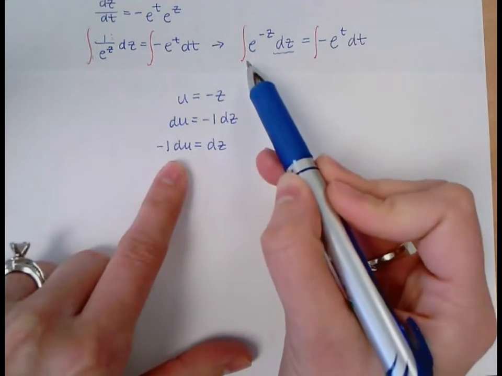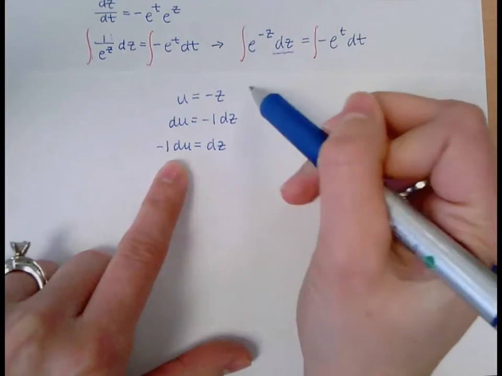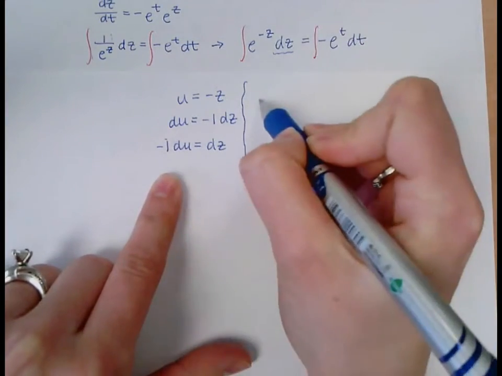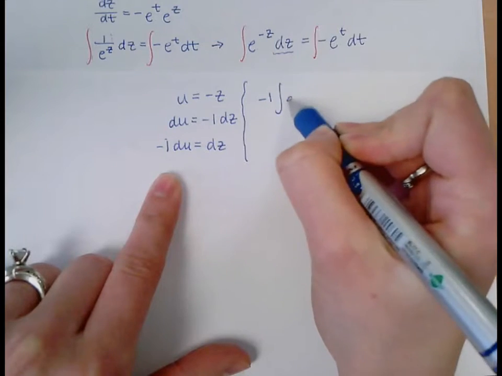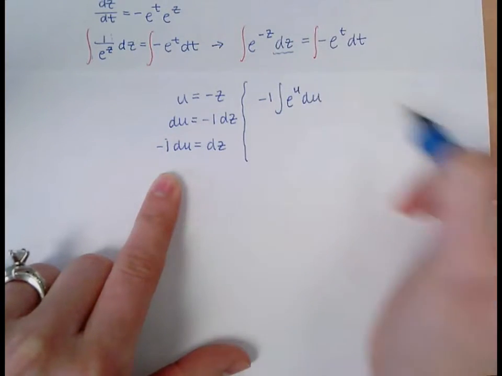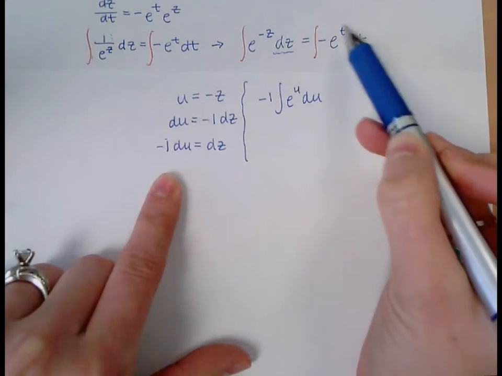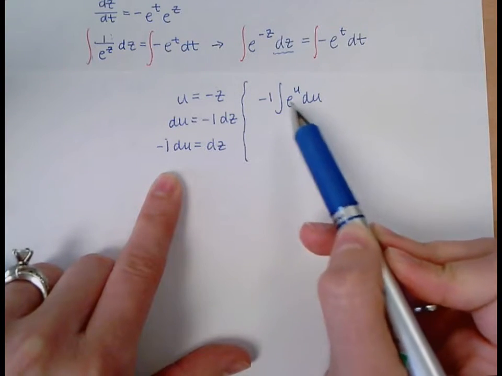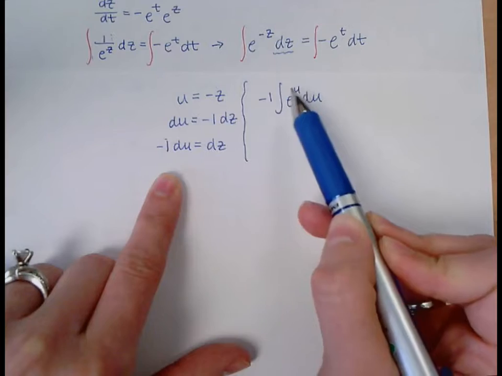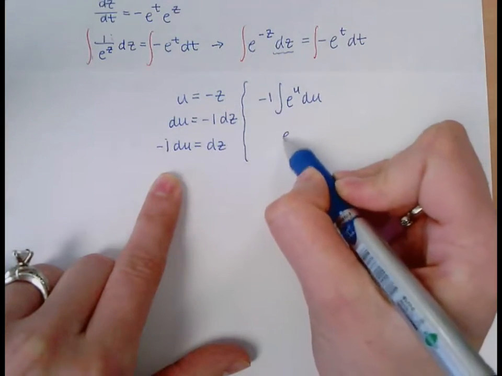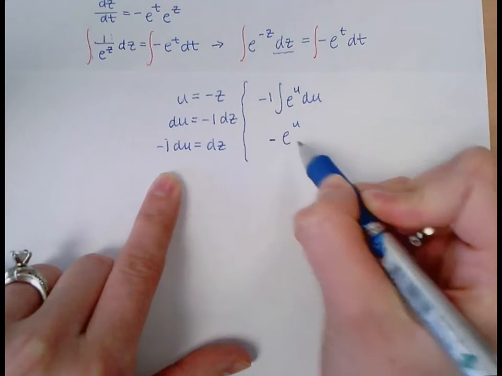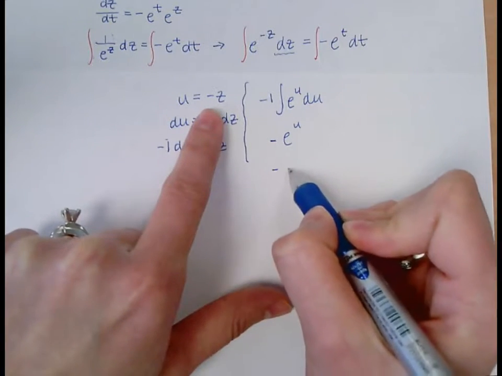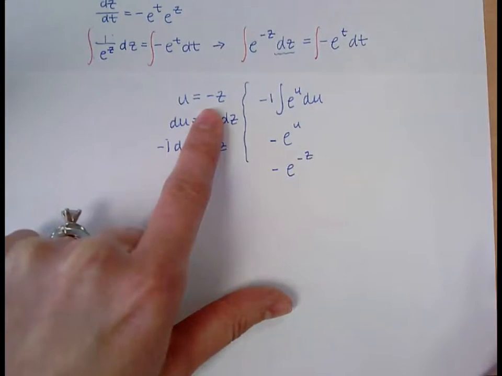So if you were to rewrite this integral, the negative 1 would be in front, and then you'd have the integral of e to the u du. This side, you don't need substitution to integrate. That's just straightforward. But what happens here is the antiderivative of e to the u is e to the u, and you have this negative in front. If I substitute the u back in, it's just negative e to the negative z.